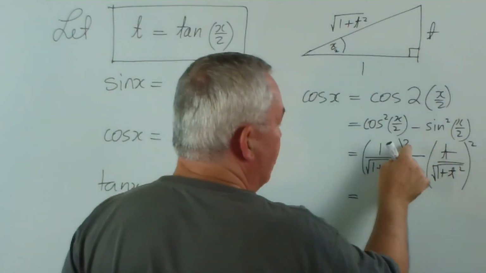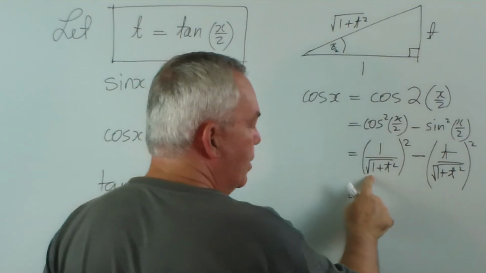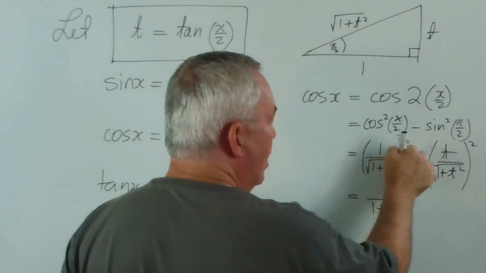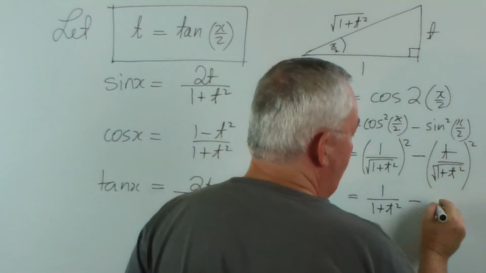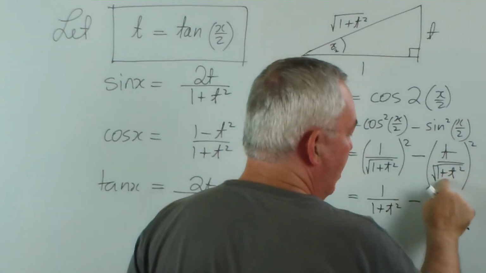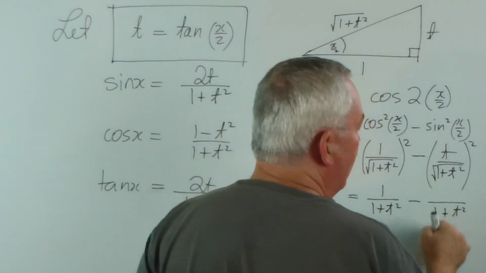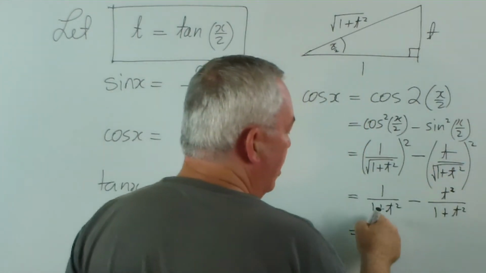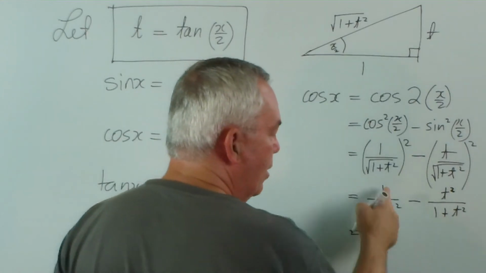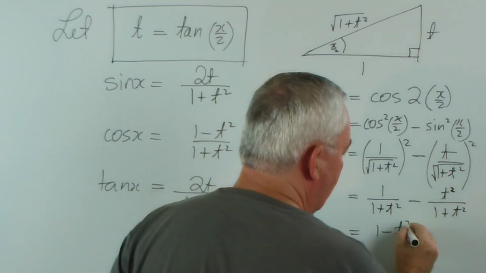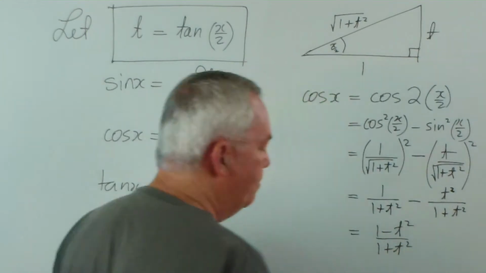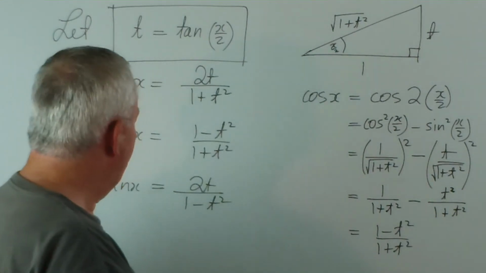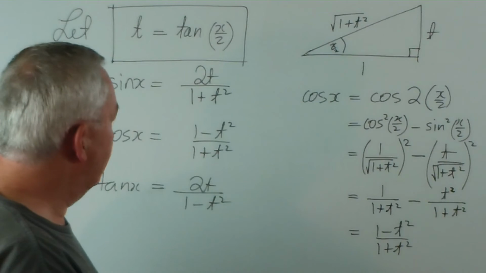Now of course, the square of the root, or the radical, is just going to be 1 plus t squared. And 1 squared is 1. And over here, we have the square of this radical, which gives us 1 plus t squared. And on the top we have t squared. And you can see, putting them together, since they have the same denominator, you get 1 minus t squared over 1 plus t squared. There's our second result. And our third result will come directly from this as well.